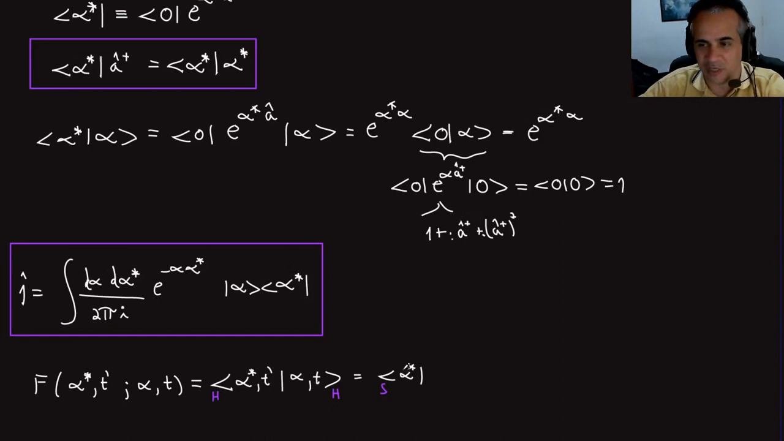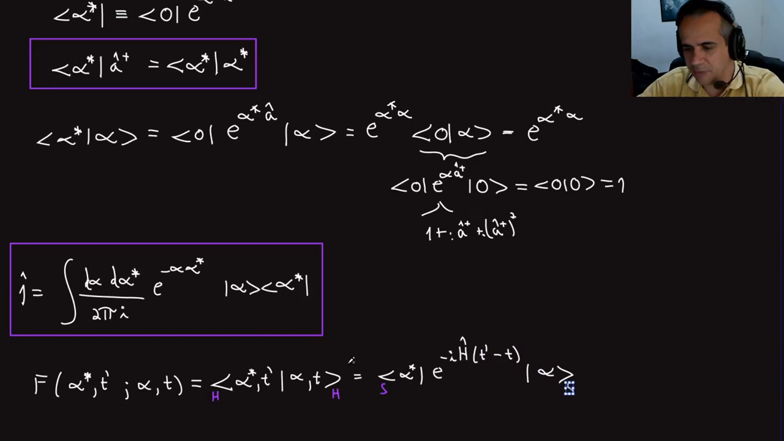So these states now evolve in time, and this is a function of time. And we know that in the middle what shows up is the exponential of the Hamiltonian times t prime minus t, between the states alpha star and alpha. So now I'm in the Schrödinger picture. This is the same thing we did back when we were using coordinates. Now we're more interested in these coherent states, because they'll make some very subtle things clear, especially the boundary conditions.